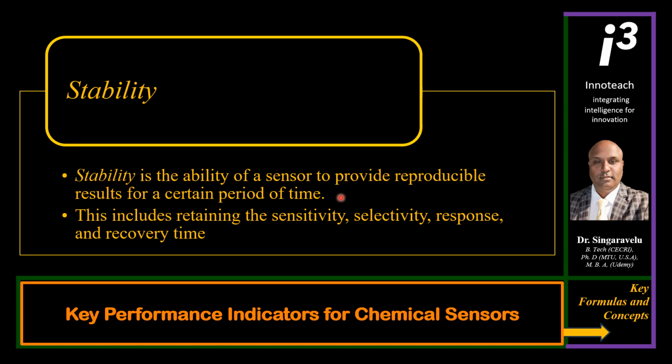You could say that it is stable for a month, or stable for a week, or stable for 10 repeated measurements, after which the sensor did not give the same kind of calibration curve or calibration plot. So that's how you check or test the stability of a sensor. And it includes retaining the sensitivity, selectivity, response time and recovery time as well during the period.